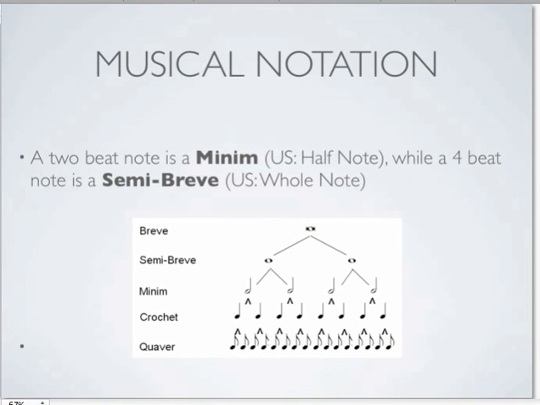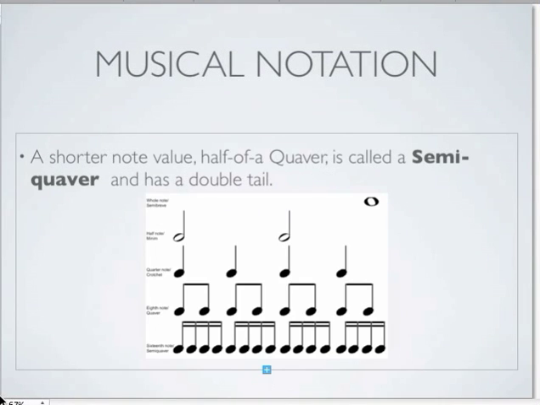A white note with a stem is called a minim, and that lasts 2 beats, while a white note with no stem is called a semibreve, and it lasts 4 beats. We can further divide the eighth notes into 16th notes, which have 2 tails. So a bar of 4 beats can be divided into 8 quavers or 16 semiquavers.